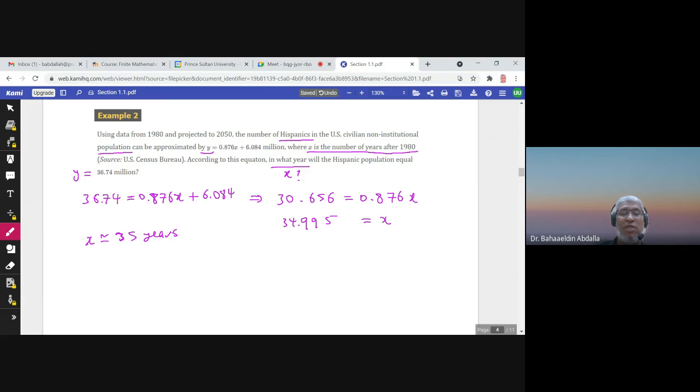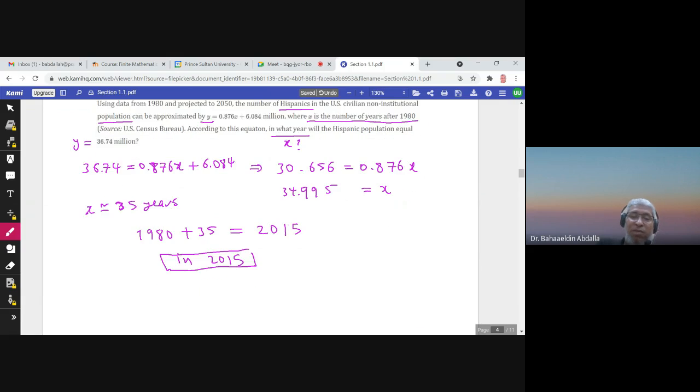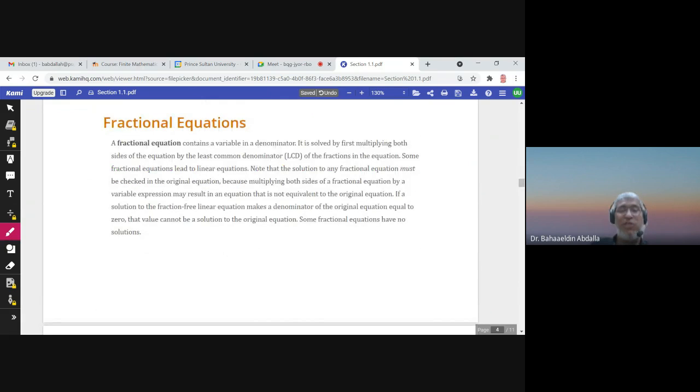Okay, so what is the answer to the question? The question says, in what year? So what is X? X is the number of years after 1980. So I add 1980 plus 35, I reach 2015. So in 2015, the population of the Hispanic would be equal to 36.74 million.